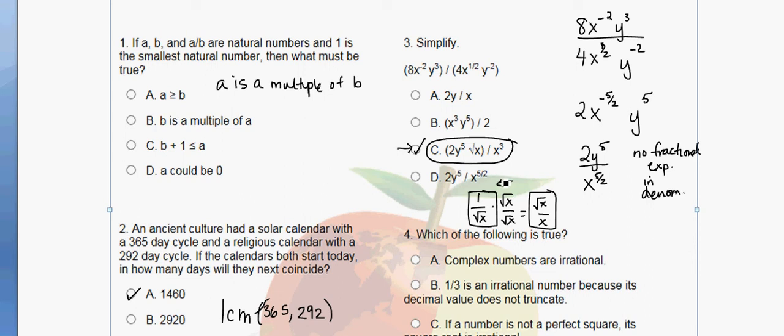So this is just a matter of making sure you know what the Praxis II is looking for. And I assume that the people who wrote this exam know the Praxis II better than I do. And so I guess this is a convention you have to be aware of, that you don't want to leave any answers with fractional exponents in the denominator.